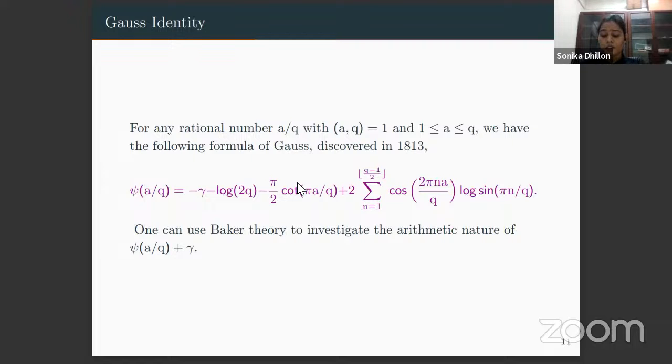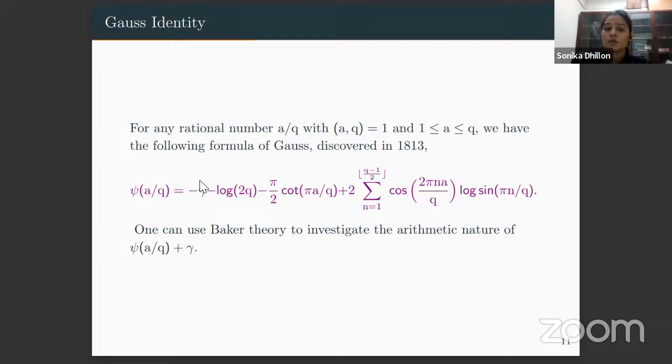Now, one important result in the direction of the digamma function is the Gauss identity. He proved that for the case when a by q is a rational number with GCD of a and q equal to 1, the digamma function at these rational arguments satisfies this particular identity. In this identity, we have the Euler constant, a log linear combination of algebraic numbers, a pi term attached to some algebraic number, plus again a log combination of algebraic numbers with algebraic coefficients.